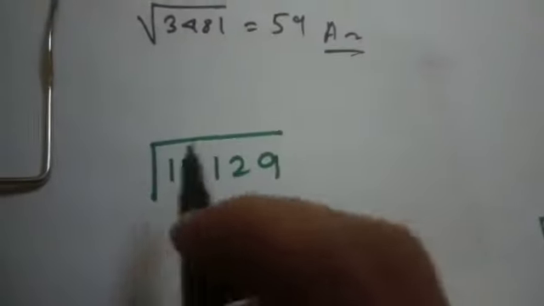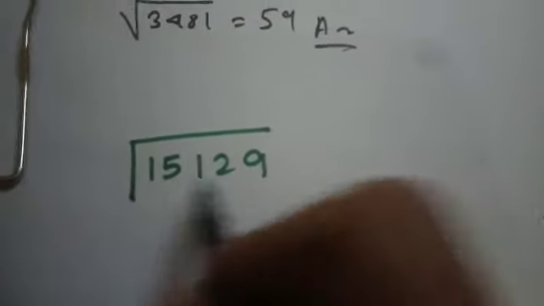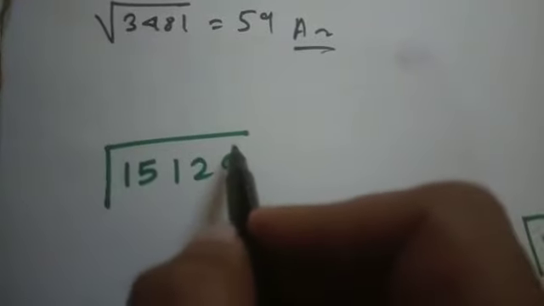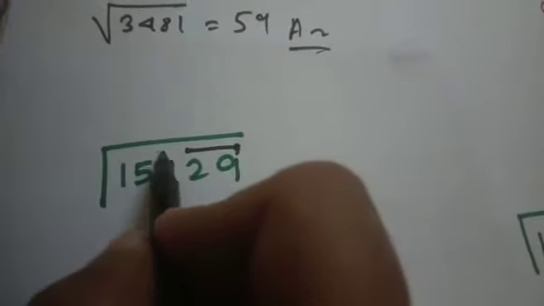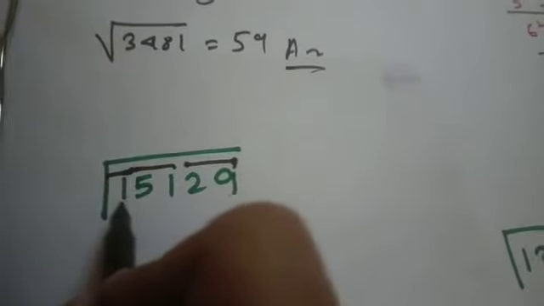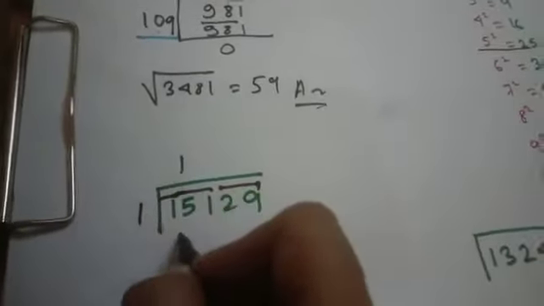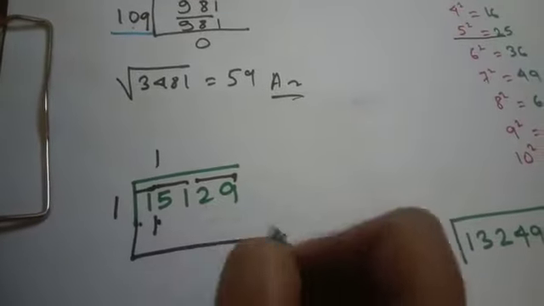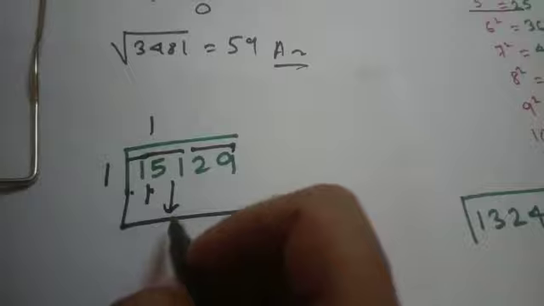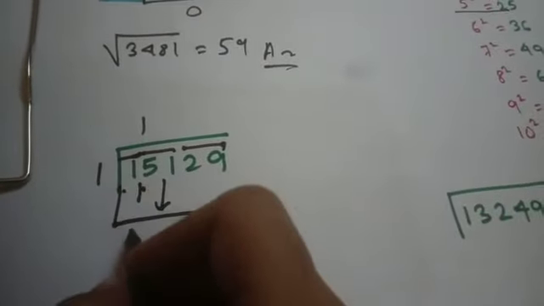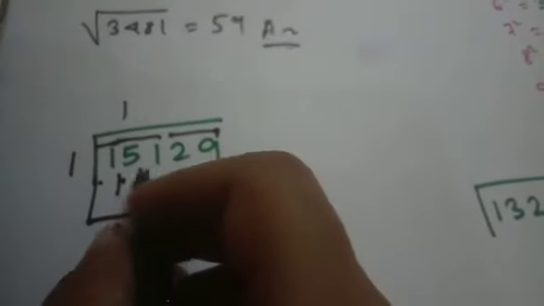Let's see the second example. Here it is a 5-digit number. The process is the same. First step is we pair from right to left, that is 29, 15 and 1. Here the number is 1, and see the table. 1 square is 1. So here we write 1 and here 1. 1 into 1 is 1. Second step, 1 minus 1 is 0. So here we bring down this pair, that is 51.